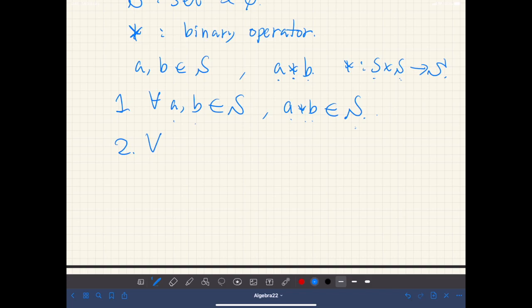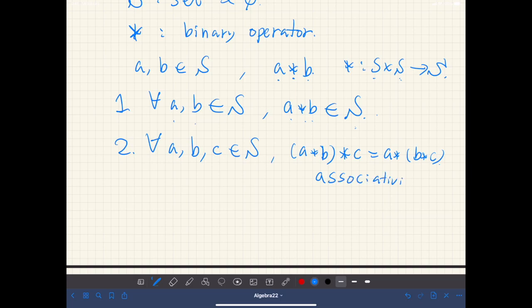And second, for all triples of elements, (a star b) star c is equal to a star (b star c). So this is our associativity. And the first condition is also, of course, closure. So S is closed under this binary operation, and this operation is associative. Because of this condition, we may write just a star b star c without any parentheses.